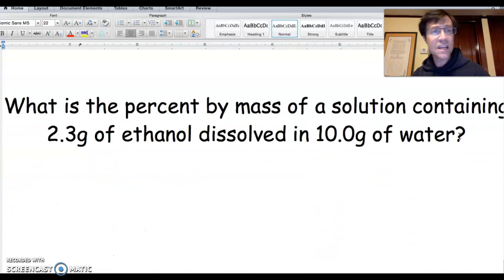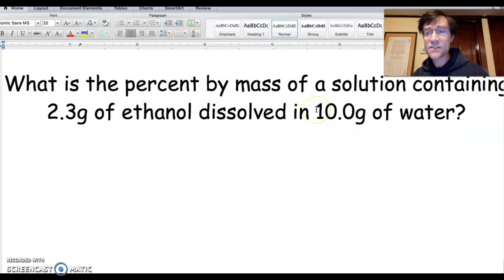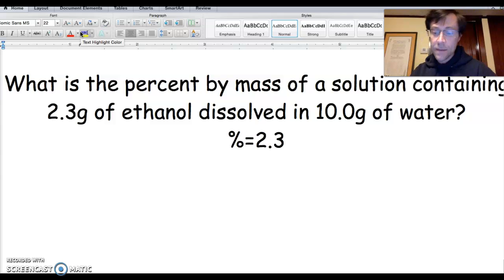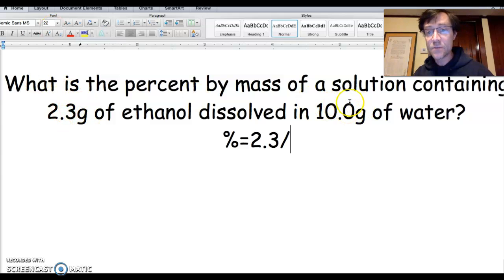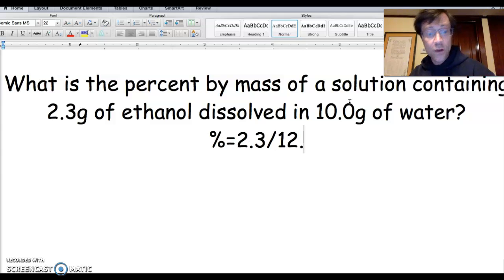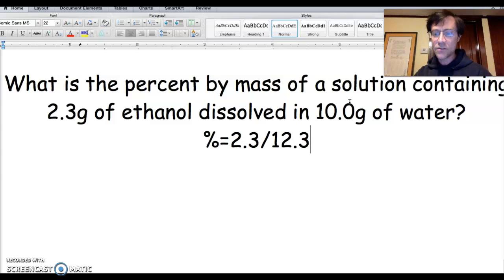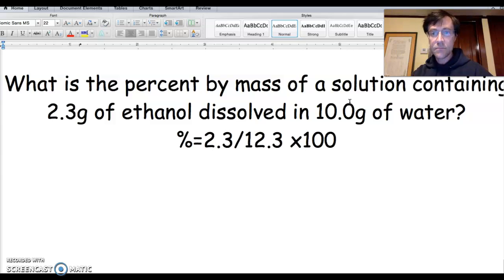All right, what percent by mass of a solution containing 3 grams of ethanol is dissolved in 3 grams of water? Percent is equal to part over whole. So in this case, the part is 2.3 divided by the mass of the whole thing. If we have this much ethanol and this much water, the whole thing is not going to be 10, it's going to be 12.3. You see how I did that? But don't forget, times 100.